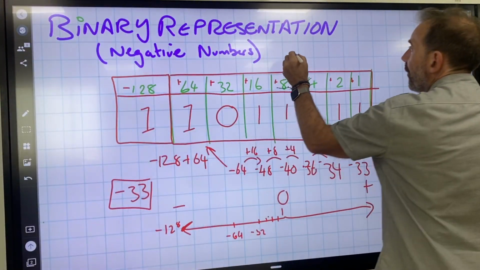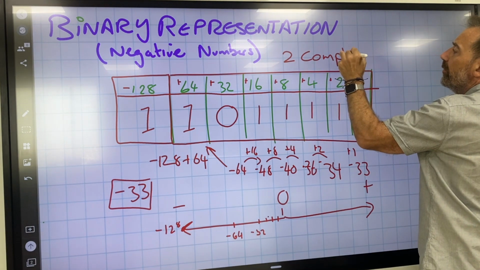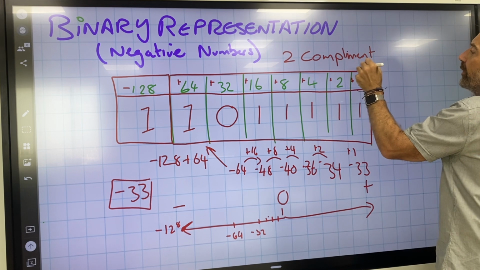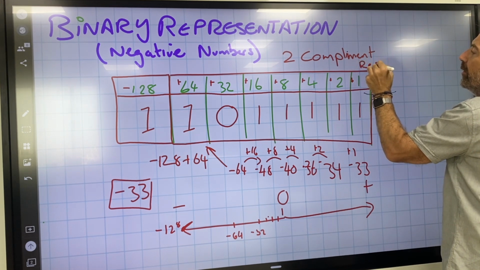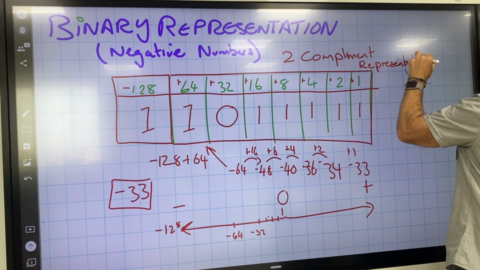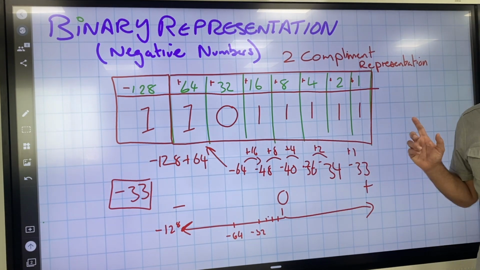We'll make a little note of that. 2's complement, with an I, representation. But how do we find a negative number from binary representation? If we've got a binary number, yeah.